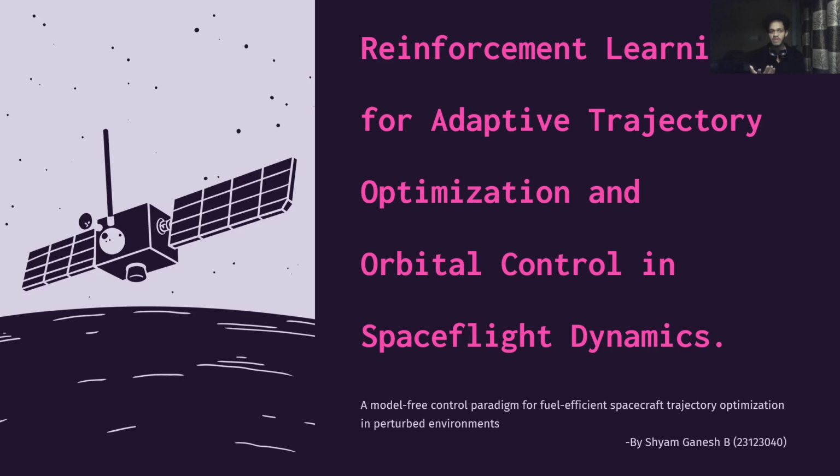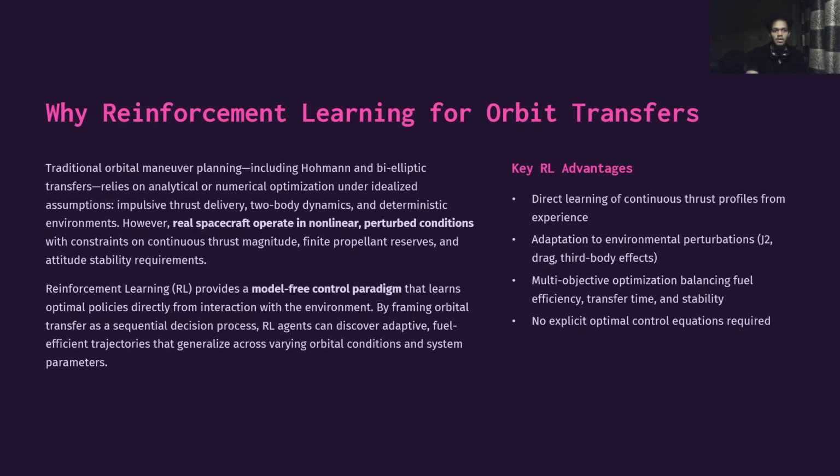Reinforcement learning could be symbolized as a child, which we reward for good actions and punish for bad actions that we define. Let's go about it and see. Why reinforcement learning for orbit transfers?